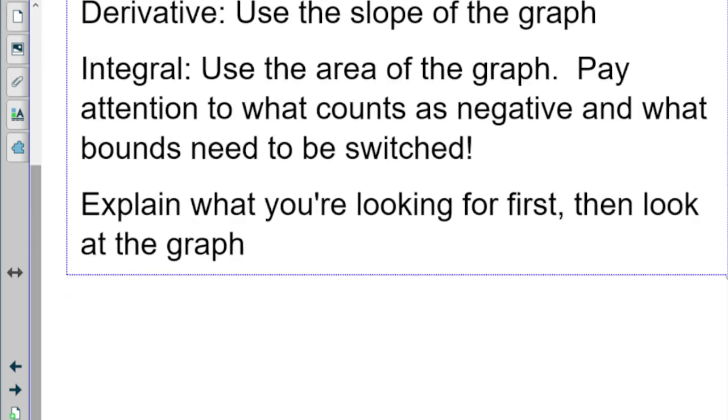And just a general word of advice, if you're asked to explain something, then explain what you're looking for first, then look at the graph. So if you're looking for when f is increasing, then write down f is increasing where f prime is positive. And then look at the graph and find where it's positive. Think about the calculus first, get the calculus out of the way before you start looking at the graph.